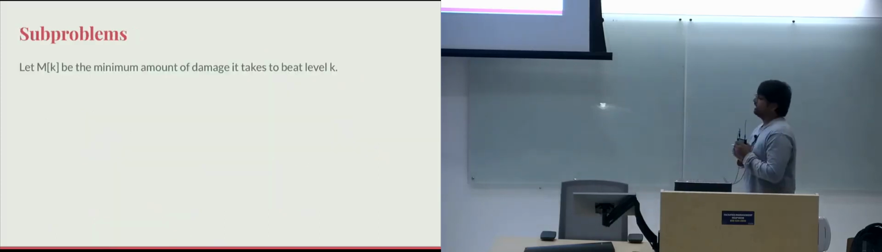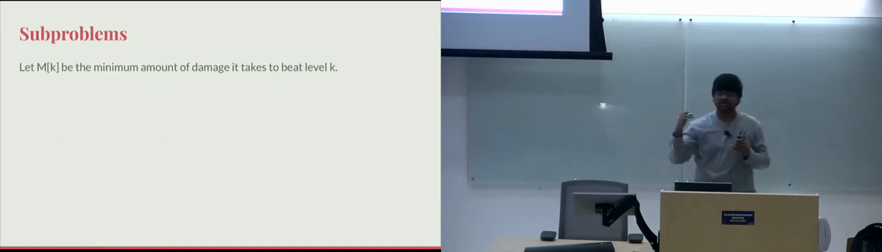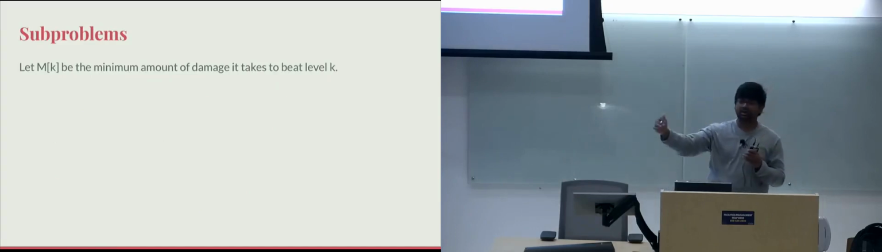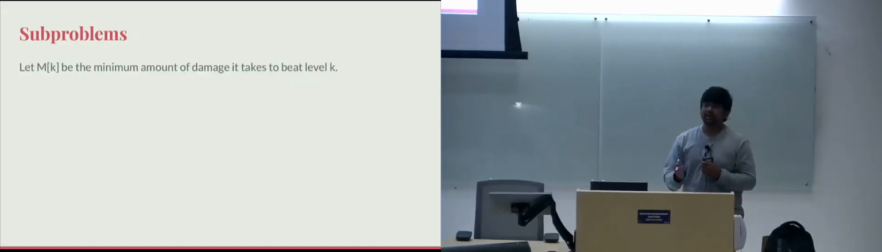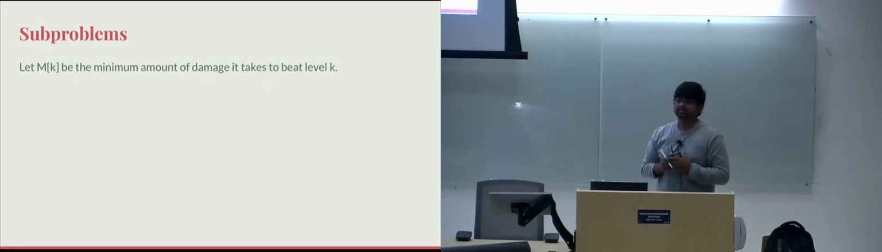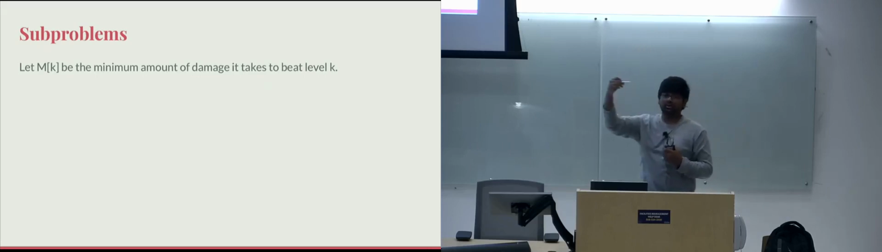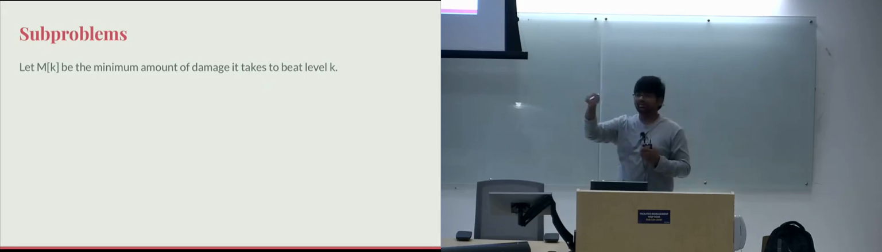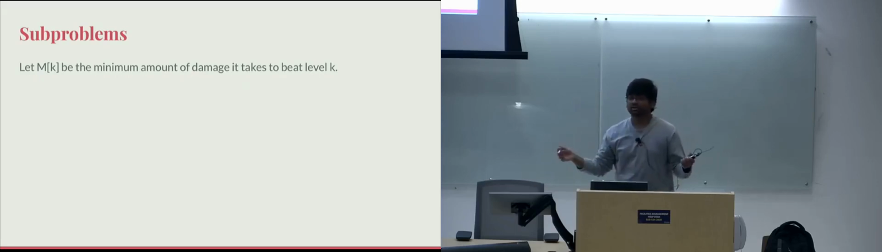So let's say you are at the kth level and you want to know the minimum damage that you can take to reach that particular level, k. So this is our subproblem. And how do you define the base case? What do you think the base case is going to be in this case? You are going from level n to level n minus 1, or whatever the levels are, and eventually you will reach some base case. So what is that base case going to look like?